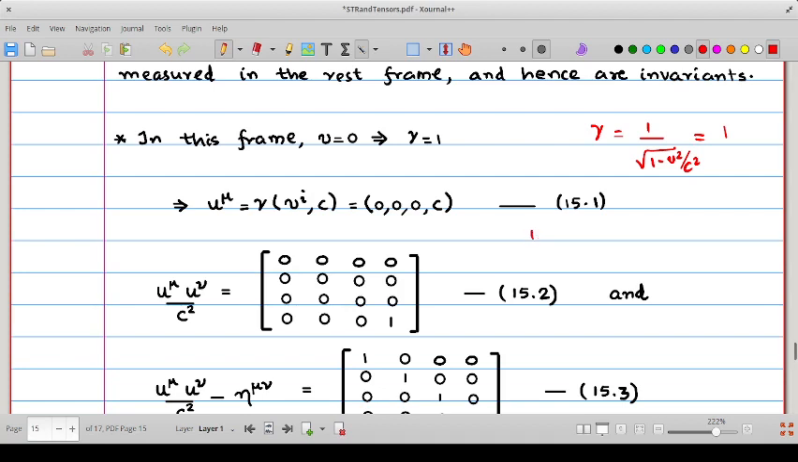Now, if I take the tensor product u mu u nu by c, unless mu and nu are equal to 4, one of them will correspond to a spatial component, which is 0, and therefore the term will be 0. So only when mu equals nu equals 4 is this non-zero. In that case, this will become u4 u4 by c, but u4 is c, so c square by c. If I take u mu u nu by c square, this will be c square by c square, which is equal to 1, and I will get this result.